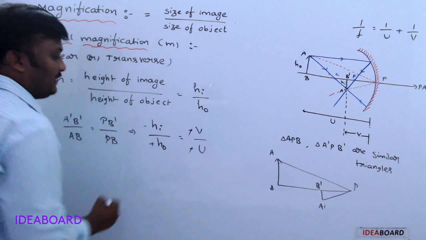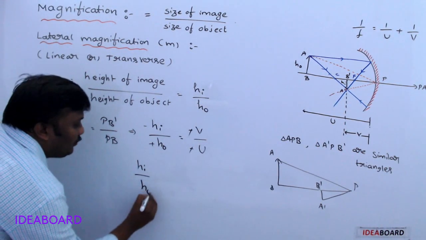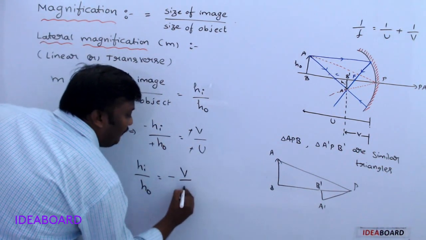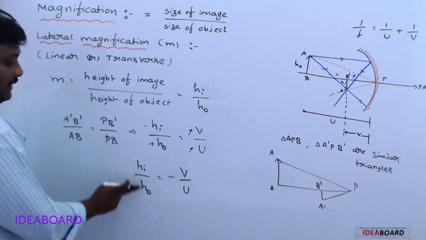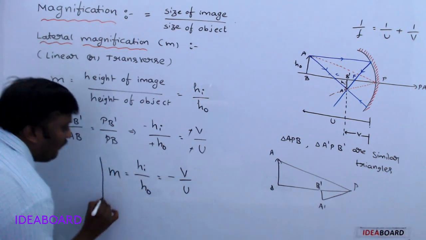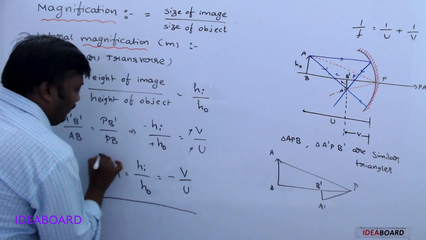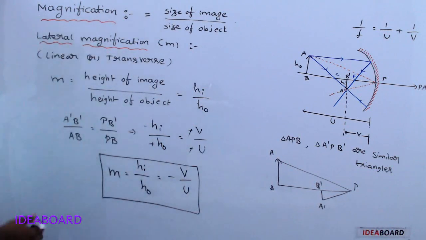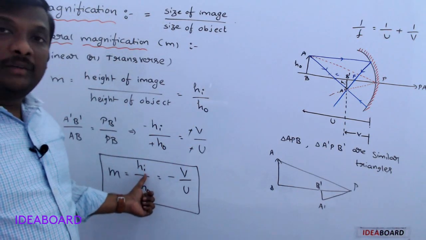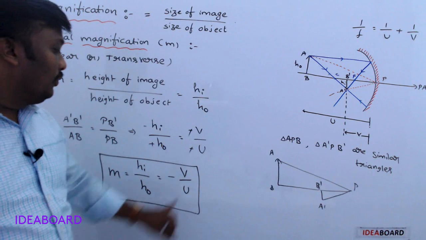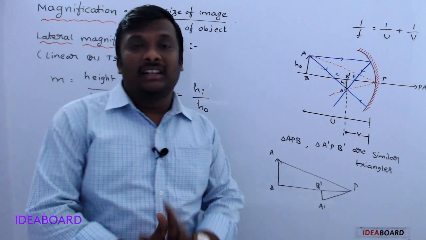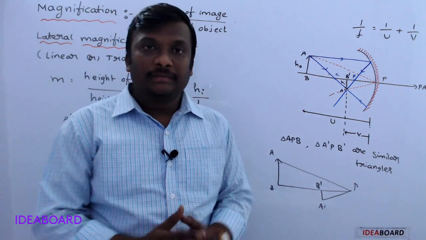Now negative, negative cancel. Then hi by h naught is what? Hi by h naught is equal to, minus will be taken that side, minus v by u. Okay. Hi by h naught is nothing but lateral magnification. So what is the formula for magnification? Magnification formula is hi by h naught is equal to minus v by u. What is hi? Height of the image by height of the object. That is equal to v, v means image distance, by u, u means object distance.